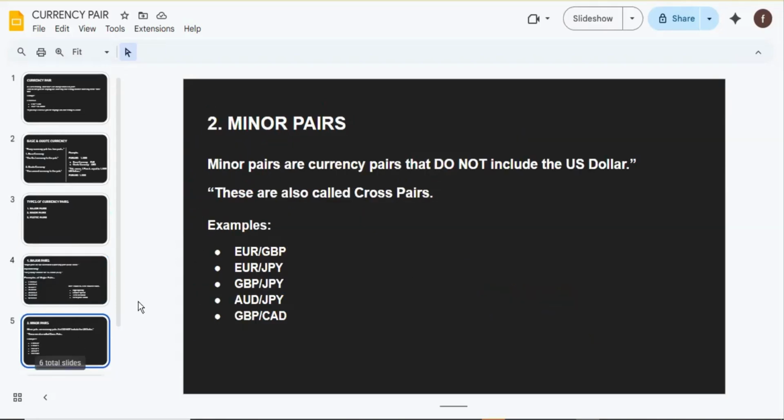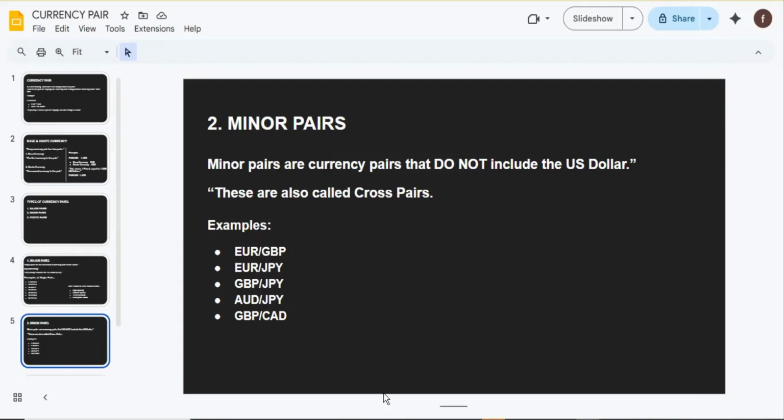And we have minor pairs. Minor pairs are currency pairs that do not include US dollar. Those are also called cross pairs. You can call them minor pairs, you can also call them cross pairs. For example, we have Euro GBP, Euro JPY, GBP JPY, AUD JPY, and pound cad, which is GBP Canadian dollar. We have many minor pairs. Any pair that doesn't include USD is a minor or cross pair.